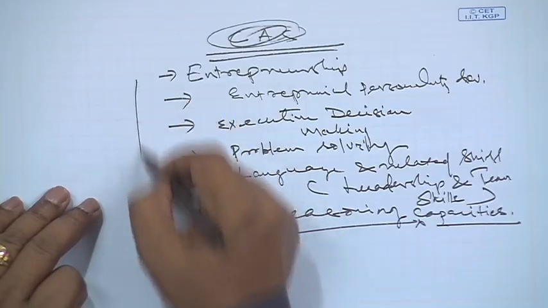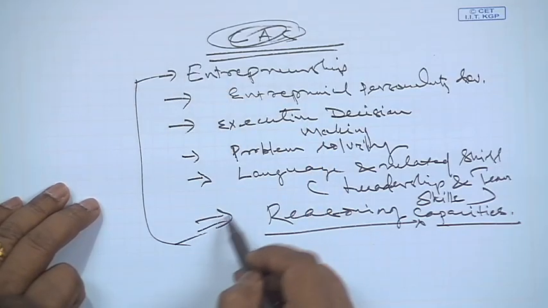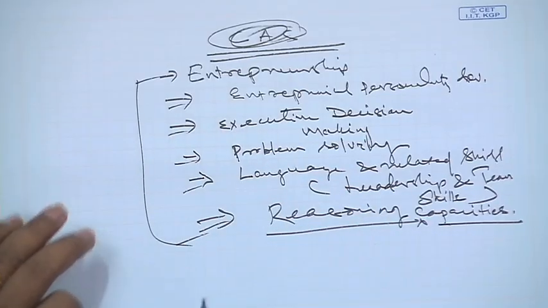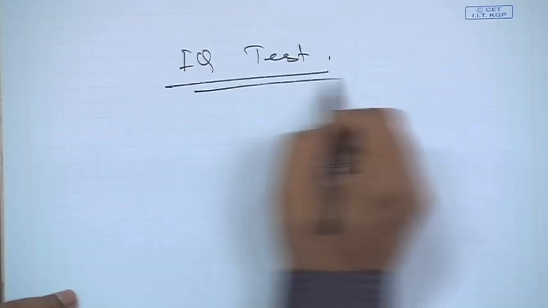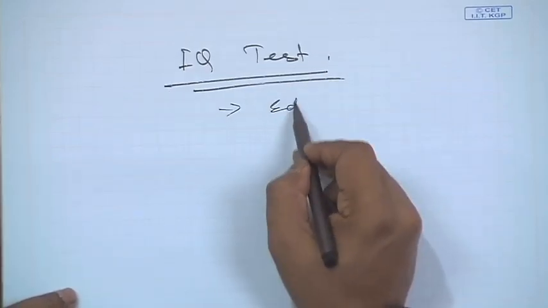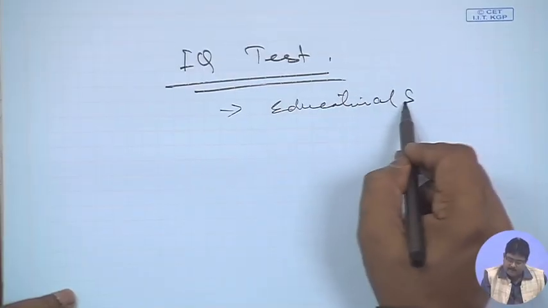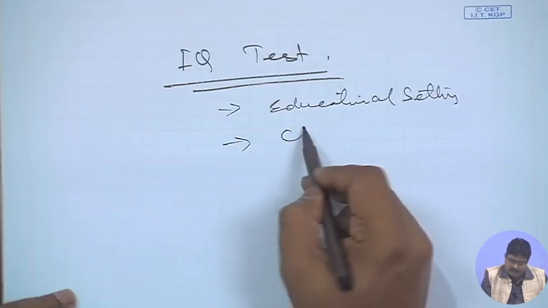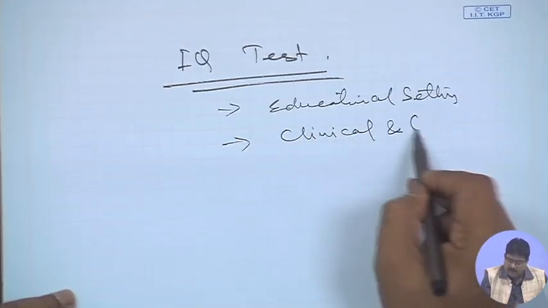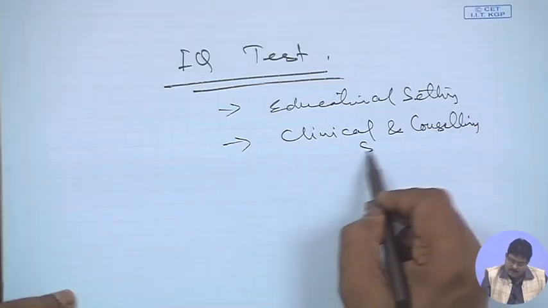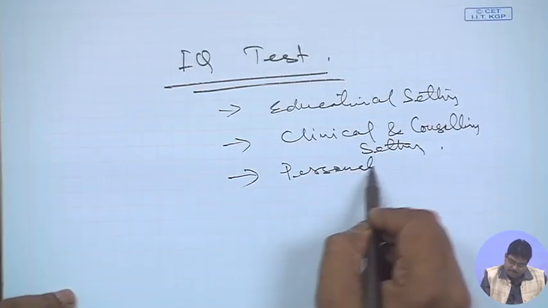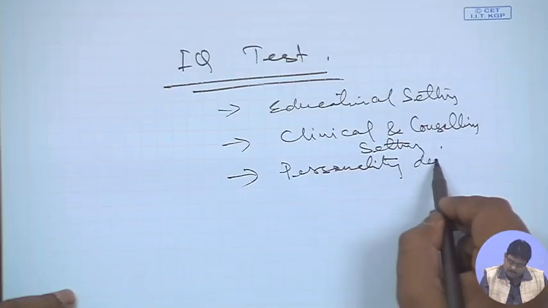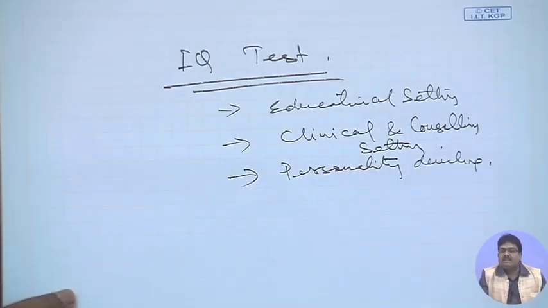So, these are the major outcomes of different types of intelligence tests that have been in use both in schools and corporate sectors. When we talk about the IQ test, it also has a lot of applications in educational settings, and in clinical and counseling settings. It is useful for personality development by enhancing one's reasoning and logical ability.